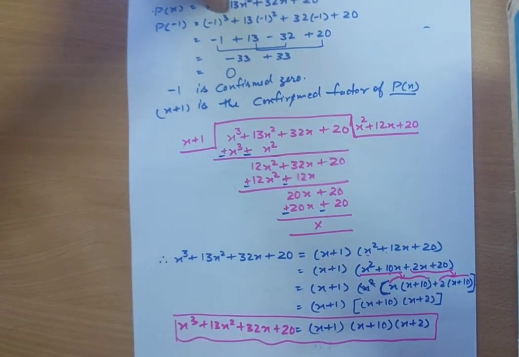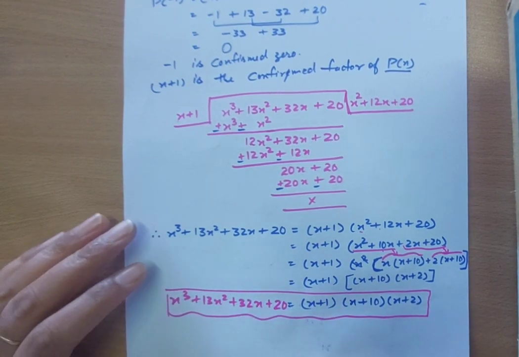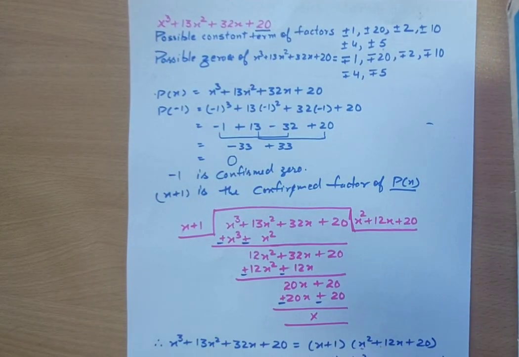So just mend your ways. How will you deal with a polynomial with degree 5? But the degree 3 polynomials are to be dealt with this procedure.